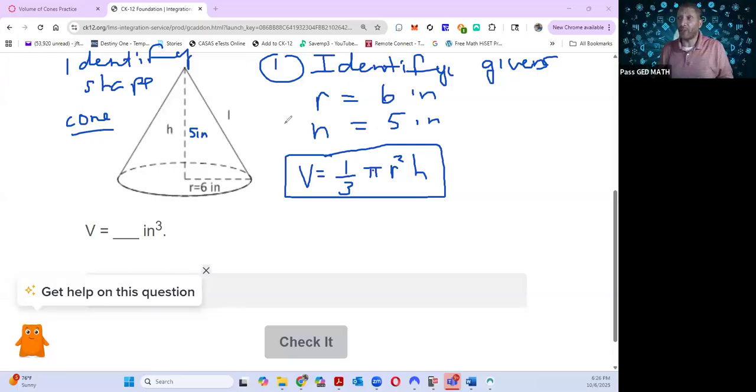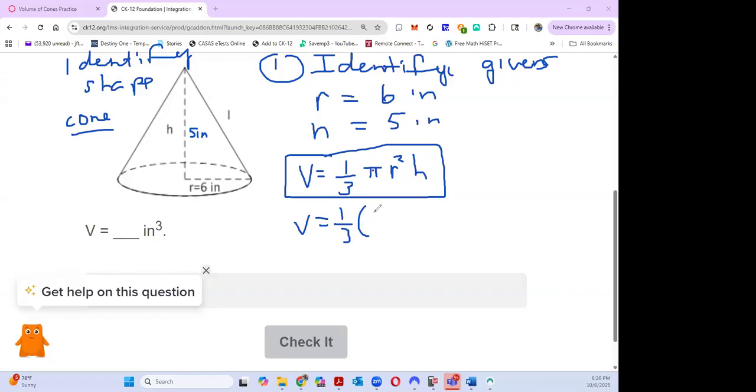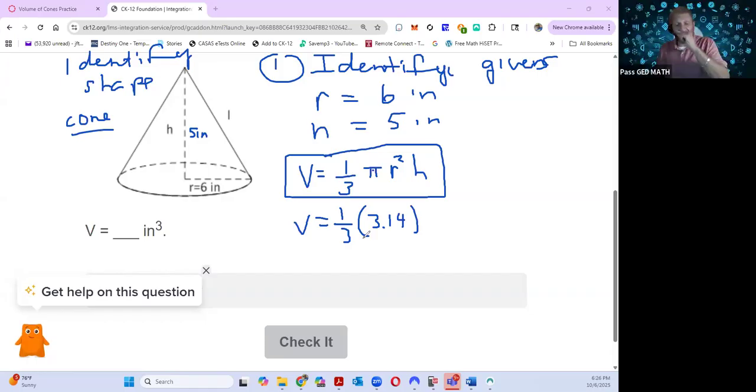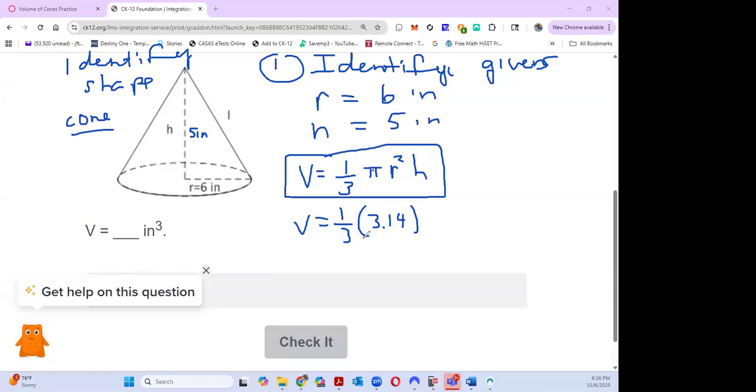Once you have this formula, what we're going to write down is we're substituting everything in. So we're going to say V equals 1/3. What's pi? 3.14. It is not 314. It is 3.14. I saw a student over the weekend do everything right, but put 314 as pi. So what you've got to start doing is reinforce it by saying it correctly. It is not 314. It is 3.14.